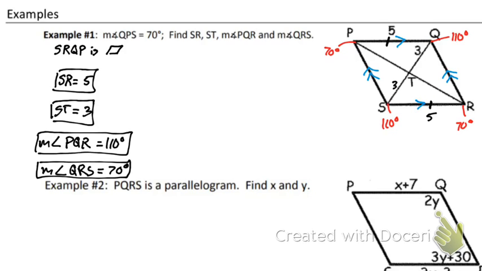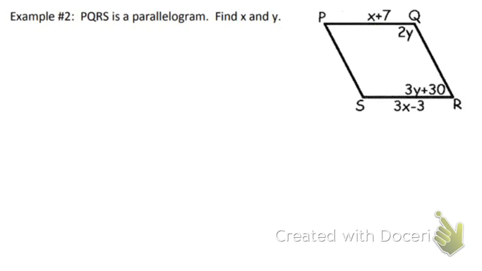All right, example 2. It says PQRS is a parallelogram. Oh, good. So we know opposite sides are congruent, opposite angles are congruent as well. Find X and Y. So if opposite sides are congruent, that means PQ is congruent to SR. In other words, PQ is going to be equal to SR. Well, the length of PQ is just X plus 7, so we'll have X plus 7 equals my SR, which is 3X minus 10.